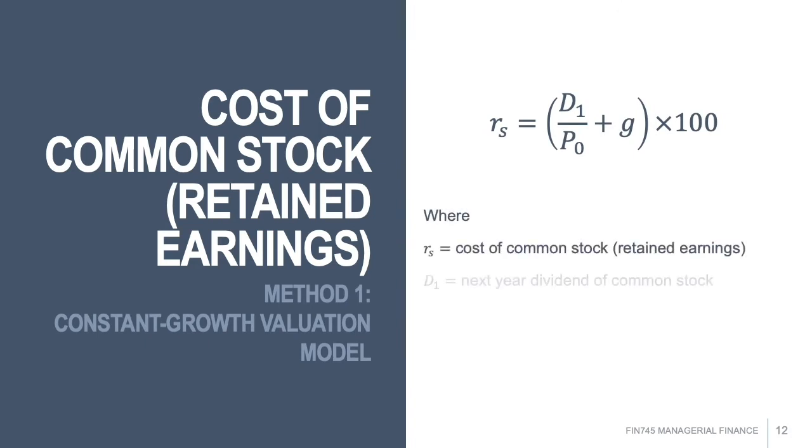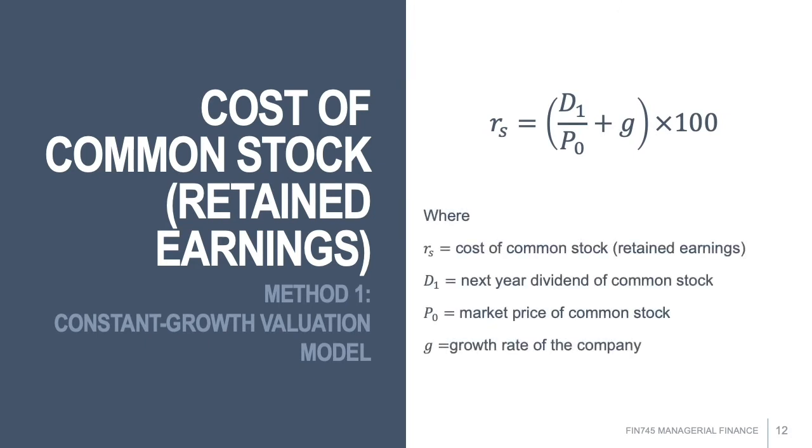Next, we need to calculate the cost of common stock for retained earning. For method number 1, we can use the constant growth valuation model. So the cost of common stock for retained earning is equal to D1 divided by P0 plus G, times 100, where Rs is the cost of common stock for retained earning, D1 is the next year dividend of common stock, P0 is the market price of common stock, and G is the growth rate of the company.